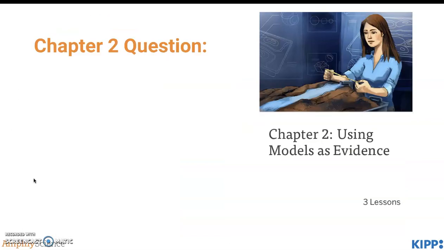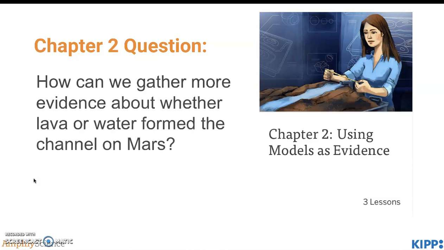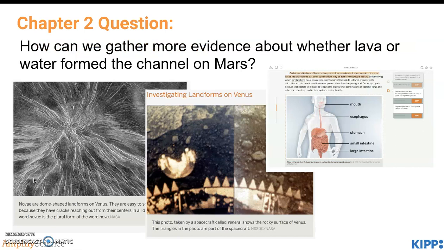Chapter 2, Using Models as Evidence. The Chapter 2 question that students are focusing on answering: how can we gather more evidence about whether lava or water formed the channel on Mars? Students learn how models offer a way to gather evidence about processes that are difficult to directly observe. Through active reading and observing stream tables, they see how models are used to understand how geologic processes create landforms. They apply their understanding of models to help the investigation of the channel on Mars.